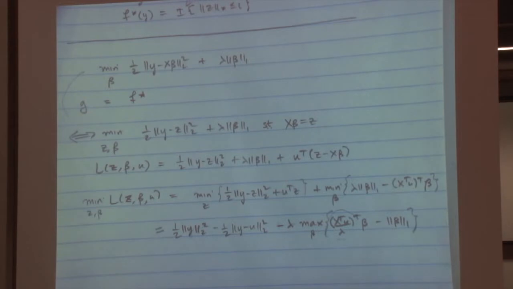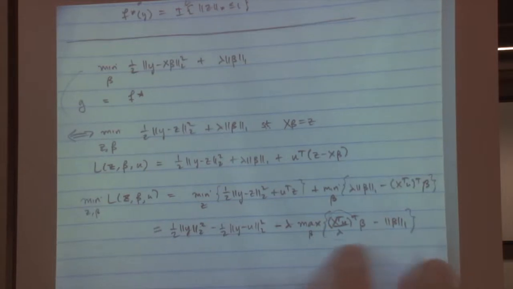This is actually a general principle. We're going to see that conjugates in dual problems are like best friends. Conjugates always appear in dual problems. So we didn't have to actually go through this. We can just recall this is the conjugate of the 1 norm evaluated at this point, x transpose u over lambda.